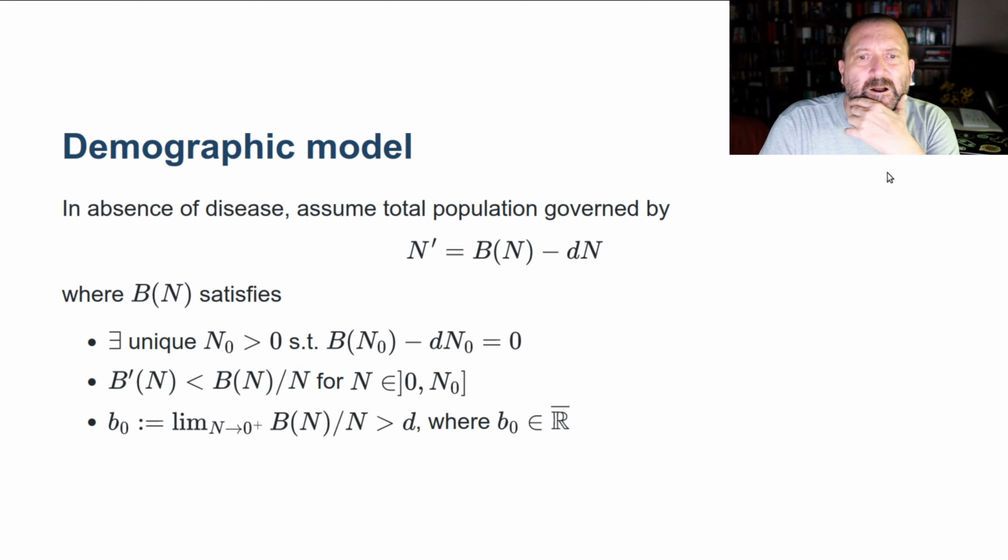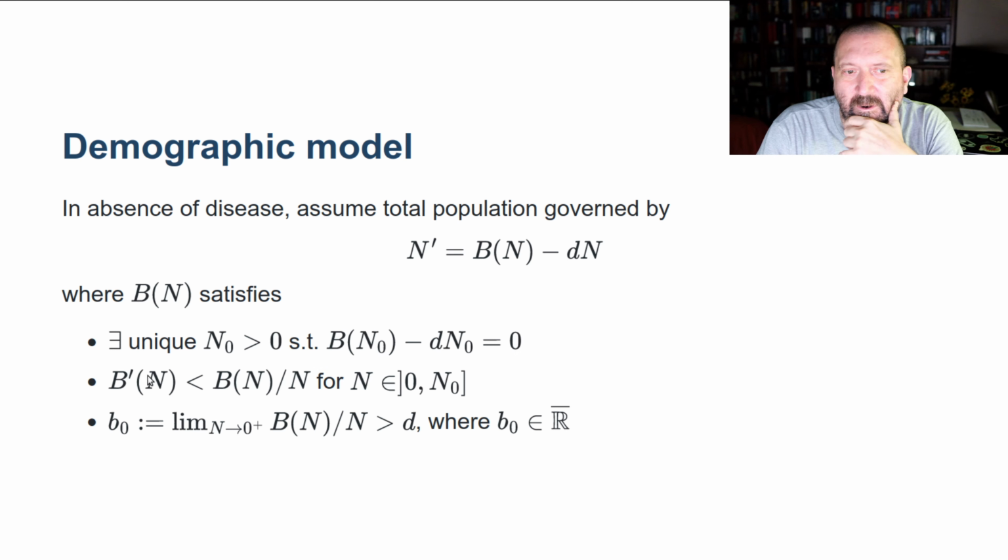Okay, so in the model, what they have is that the total population N prime is governed by this system, B of N minus D N. So there's a per capita death rate D, but the birth function is somewhat complicated. So it satisfies these three properties. So there's a unique N0 such that B(N0) equals D N0.